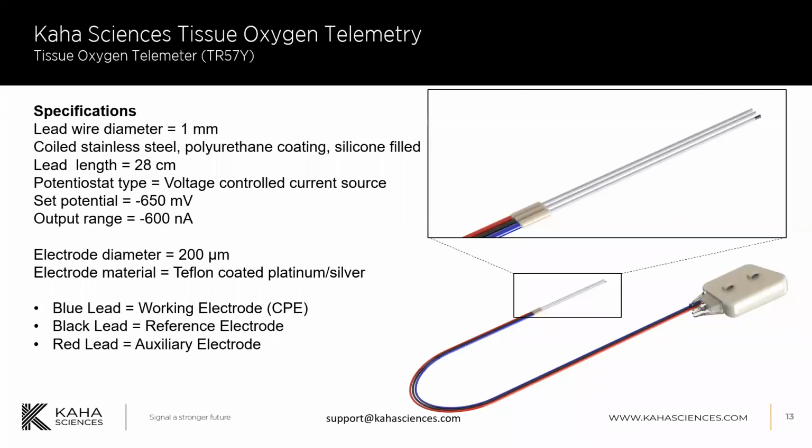The tissue oxygen telemeter replaces that benchtop potentiostat to provide that set voltage between the carbon-paste electrode and the reference electrode and to measure the current. So there are 3 electrode leads on the telemeter. One of them, of course, has the carbon-paste electrode, and then we have 2 other platinum silver electrodes which act as the reference and the auxiliary electrode.